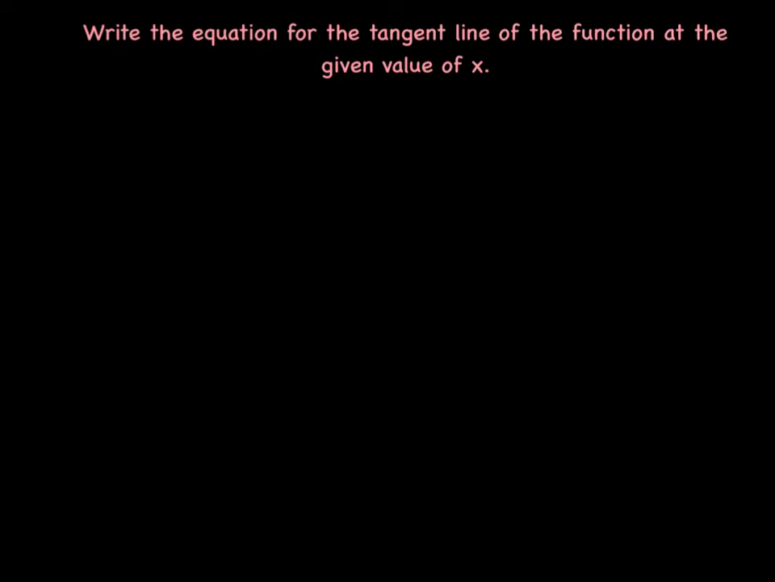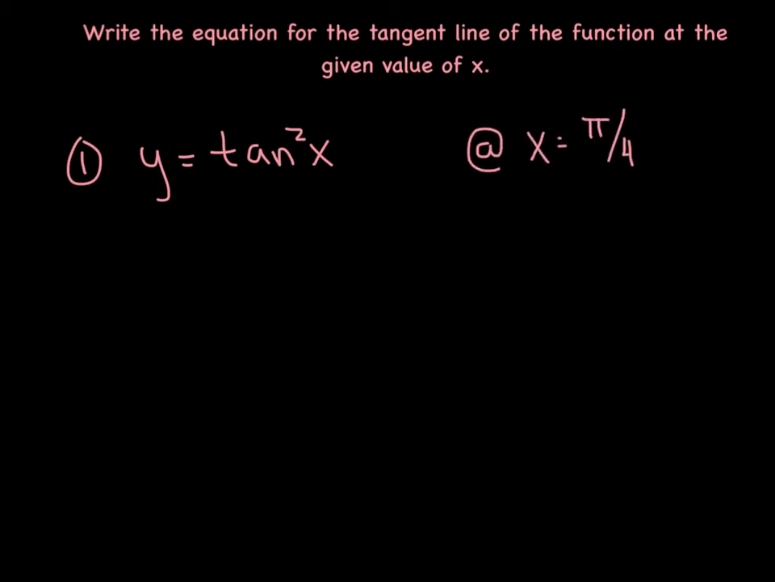Okay, so here's a standard set of what the directions might look like, and they're asking us to write the equation of the tangent line of the function at a given value of x. And the function that I want to start off with here is the tangent squared of x. And I want to write the equation of the tangent line at x equals pi over 4. So that's a pretty friendly x value to work with here.